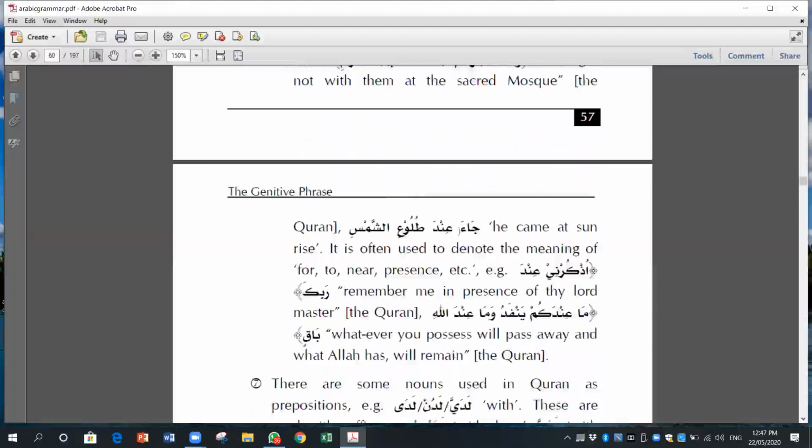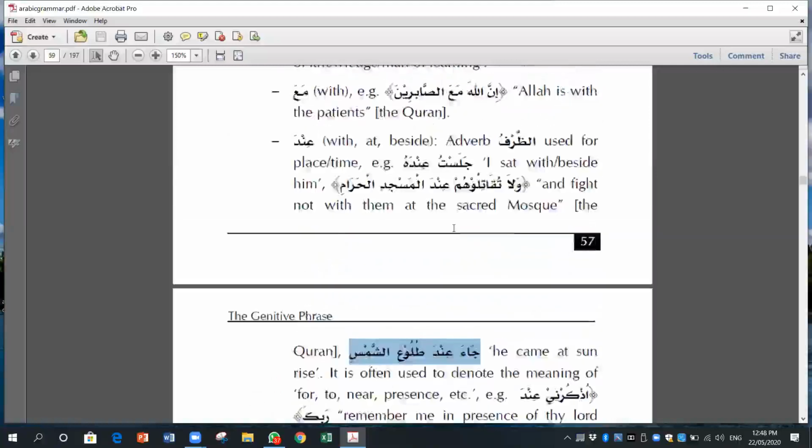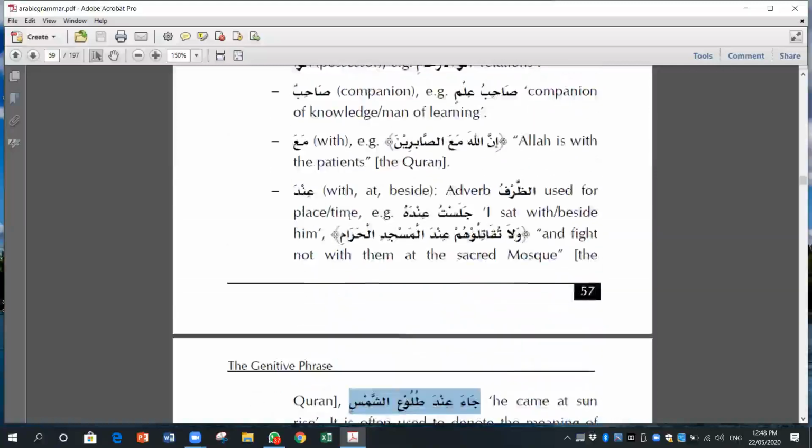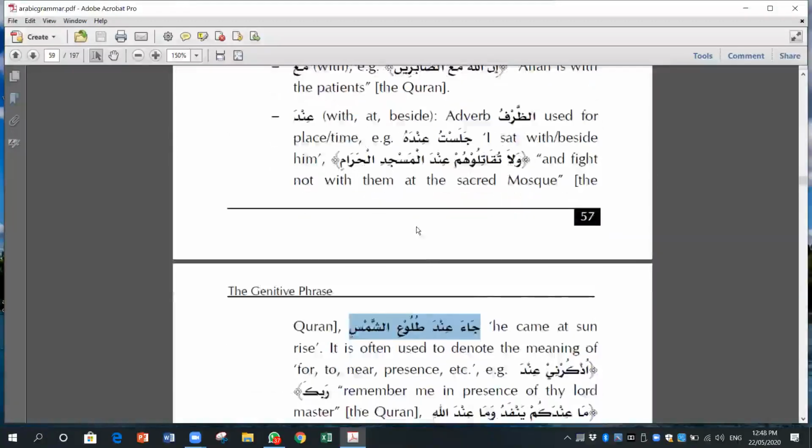Next example, جاء عند طلوع الشمس. He came at the sunrise, at the time of the sun. So here it is used as time. Adverb of time. Inda means that time, when the tulu' means rising, and shams means the sun. So when the sun was rising, that time he came. So inda is an adverb which will be used either for time or place.